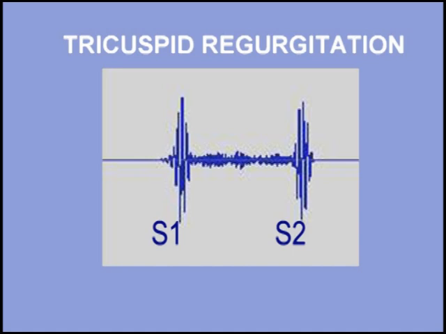This pansystolic murmur, which is heard at the lower left sternal edge and increases on inspiration, is typical of tricuspid regurgitation. Listen to a patient with tricuspid regurgitation. I will start with 3 normal beats and then add the murmur.